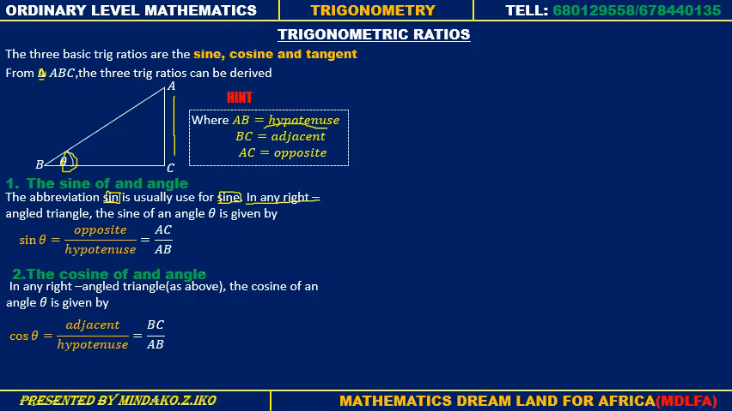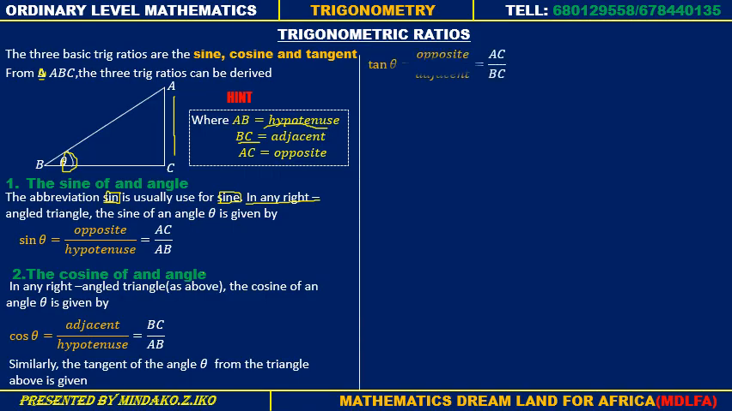Now, from our hints, what is BC? From our hints here, what is BC? So this is our BC. BC is the adjacent. That is it. This is our BC here. It's the adjacent. Okay, so that will be our cos theta. Okay, so let's look at the tangent. Similarly, the tangent of an angle theta from the triangle above is given by tan theta equals the opposite over the adjacent.